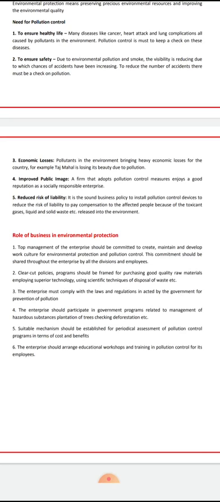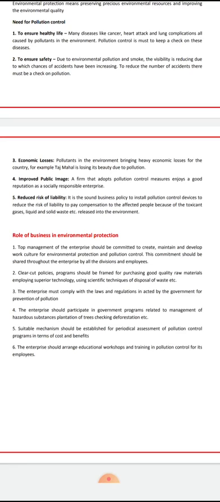So the first point is the top management of the enterprise should be committed to create, maintain and develop a work culture for environmental protection and pollution control. This commitment should be shared throughout the enterprise by all the divisions and employees. It means that top management should create such policies, such a work culture, that will help in protecting the environment. And the same policies should be transferred to all its employees and all its workers.